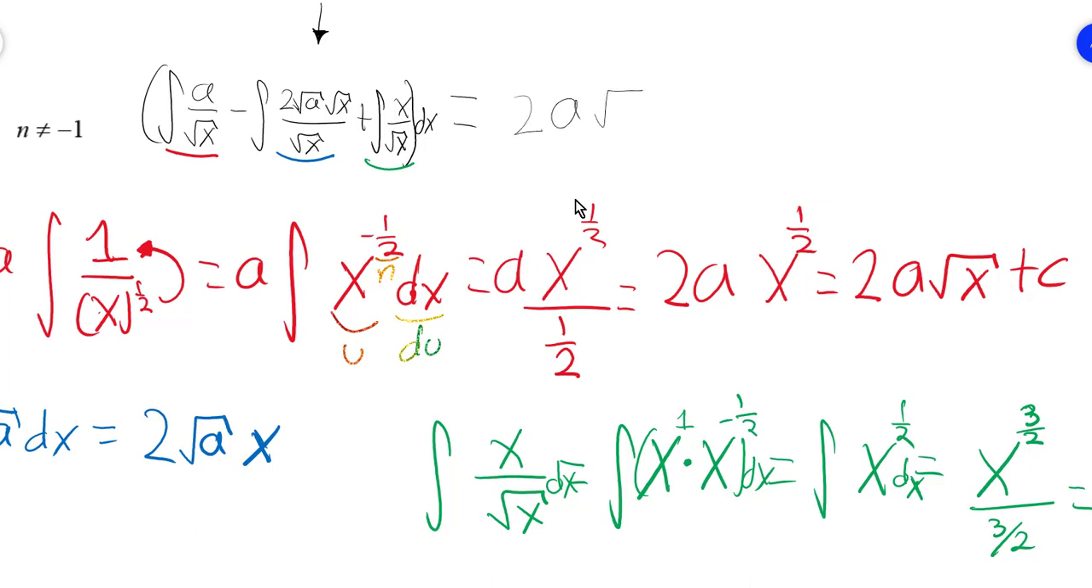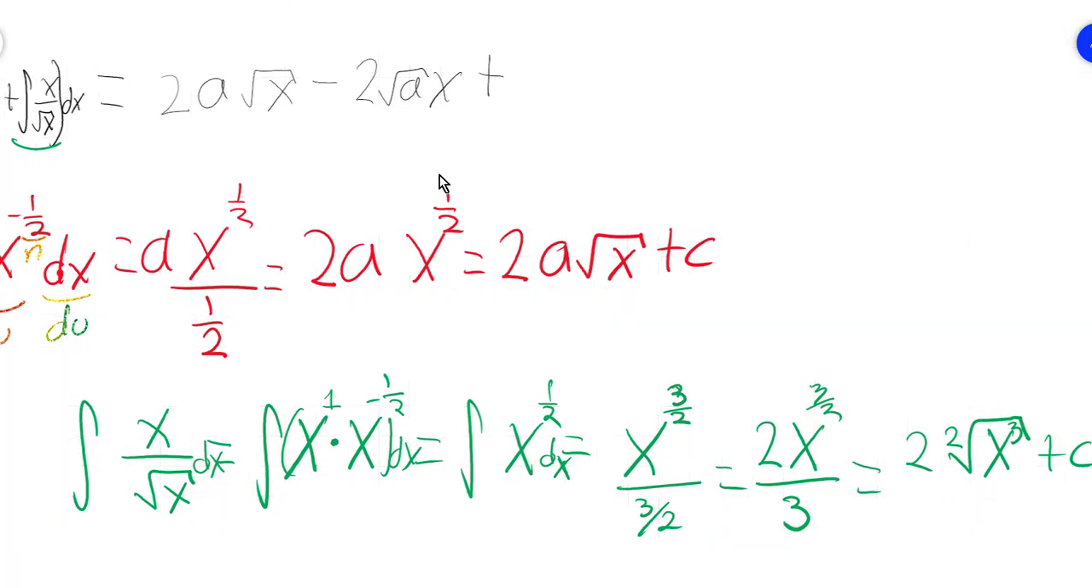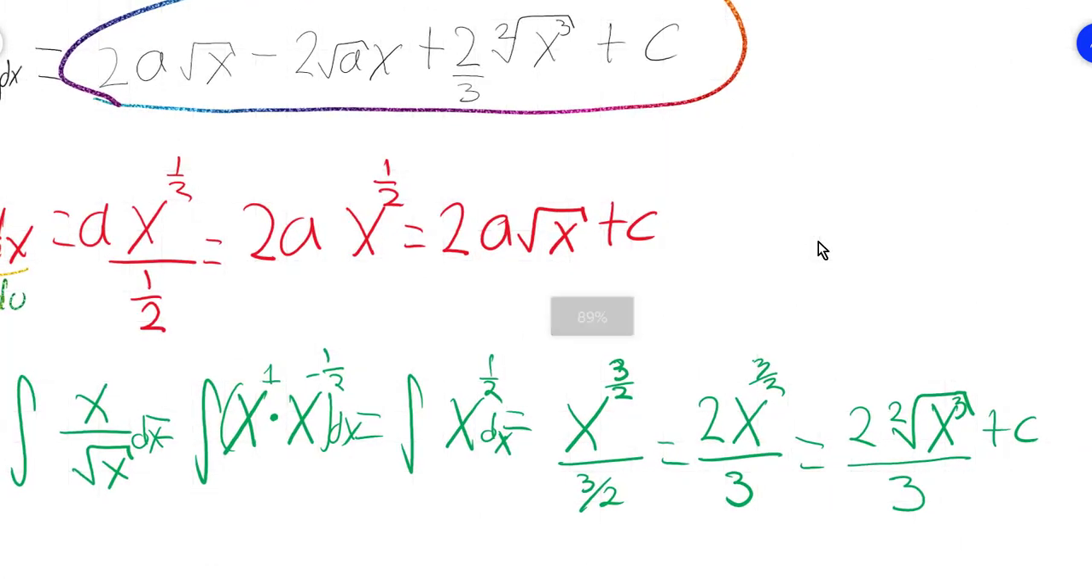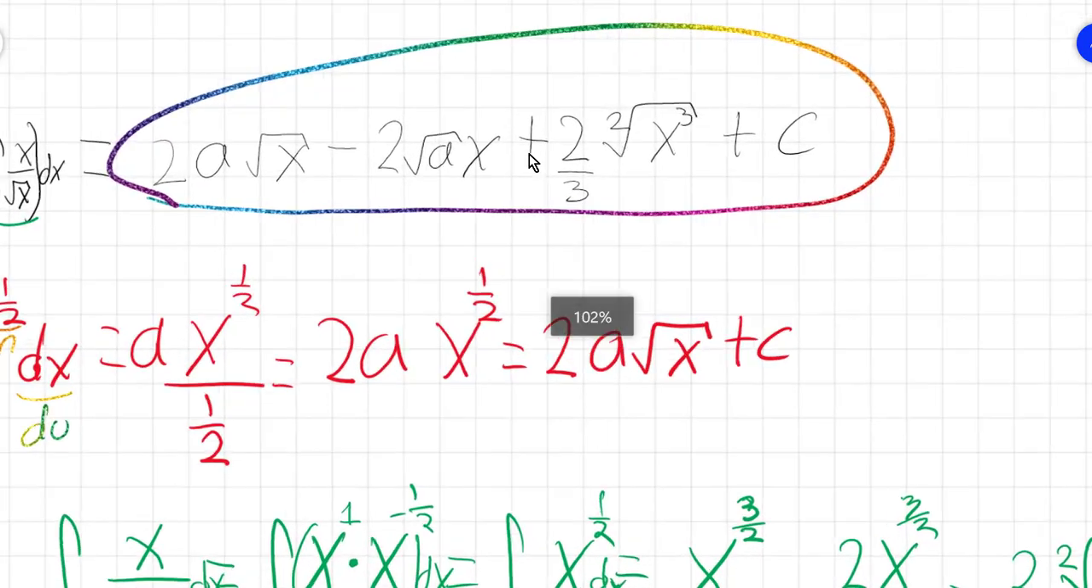2a times x minus the integral of the blue one, which is 2 times x, plus the integral of the green one. It's going to be this, and this is the final answer. Okay, don't forget the 3 that is dividing this whole term. So the final answer is this.